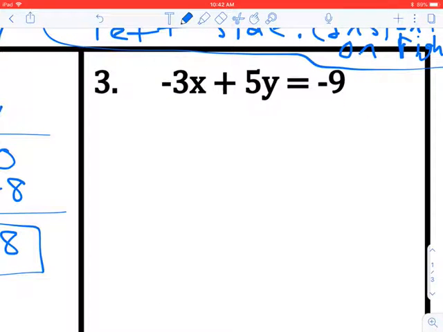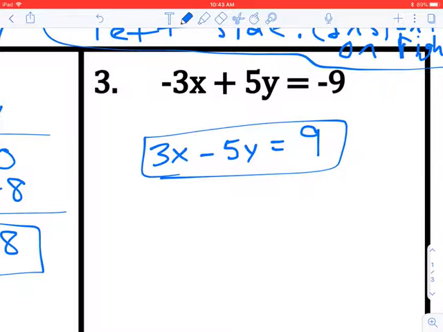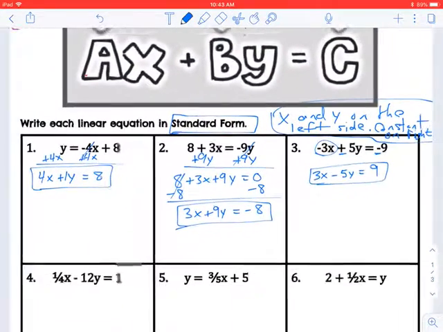So same thing here. For number 3, I've got x and y both on the left side, and constant on the right. Now, here's the problem. I've got a negative in front. So what we do when we have a negative in front is basically we're dividing everything by -1. But really all we have to do is change all the signs. Change all the signs. So this becomes positive 3x minus 5y equals positive 9, and we're done. Okay? So if you want to change this sign, you need to change all the signs. Okay? And that's easy as that.